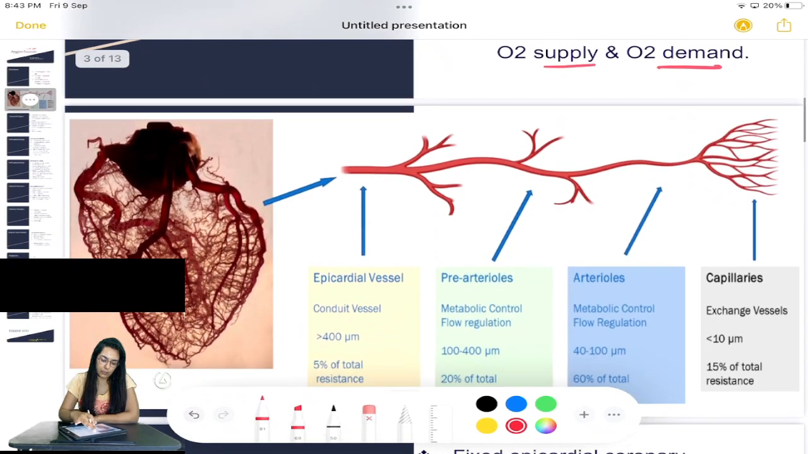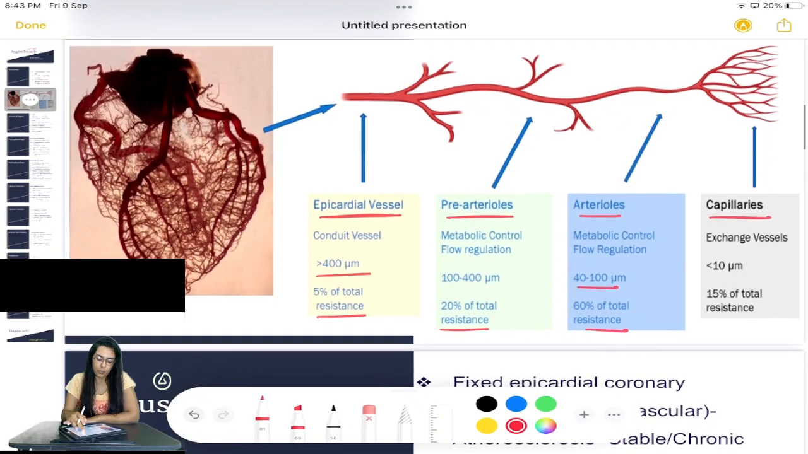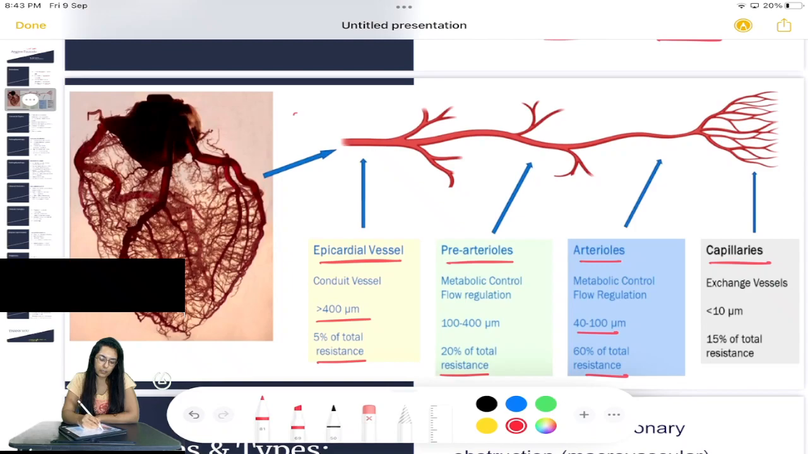So first we are going to learn about perfusion of the heart. There are epicardial vessels which divide into prearterioles, arterioles, and last is capillaries. From epicardial vessels to arterioles, diameter decreases and resistance increases. Normally perfusion of the heart is by coronary perfusion pressure. Coronary arteries arise from the aortic sinuses, and blood goes from the aorta to the coronary arteries during diastole, so you need a pressure gradient between the aorta and coronary arteries.